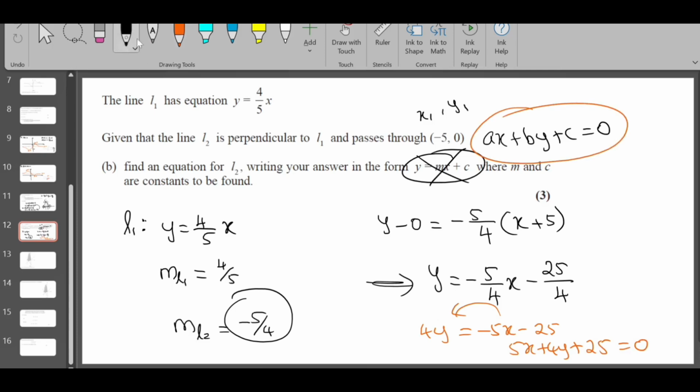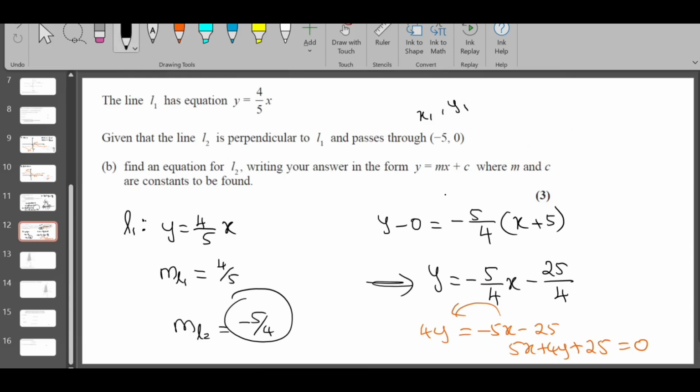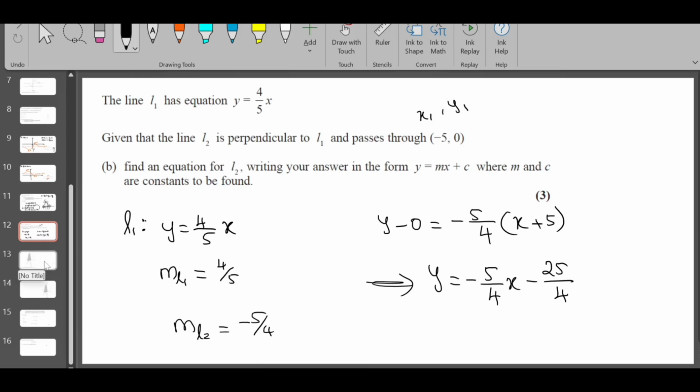But for this question, they want you to write it in the format y is equal to mx plus c. So the answer is this. m and c are just constants. That's a 3-mark question. Let's move on to the next part.